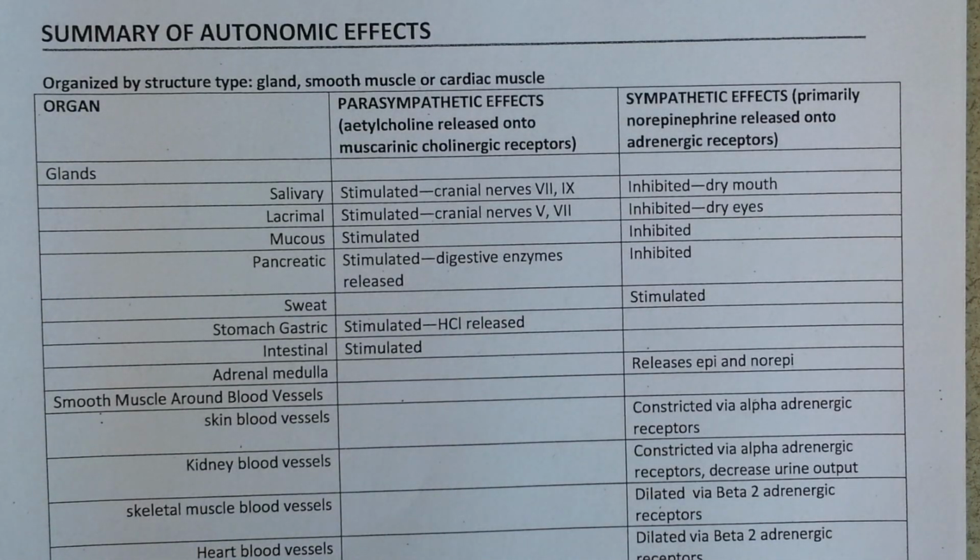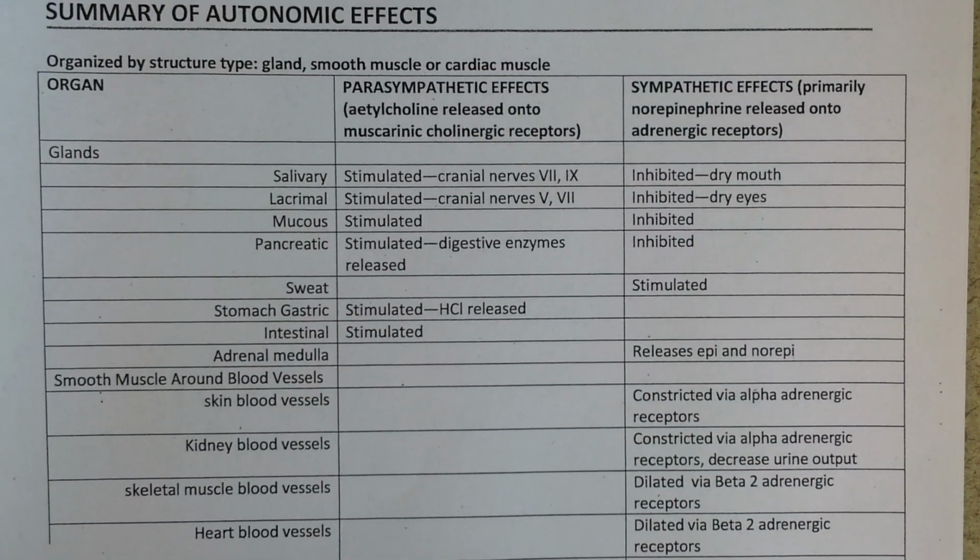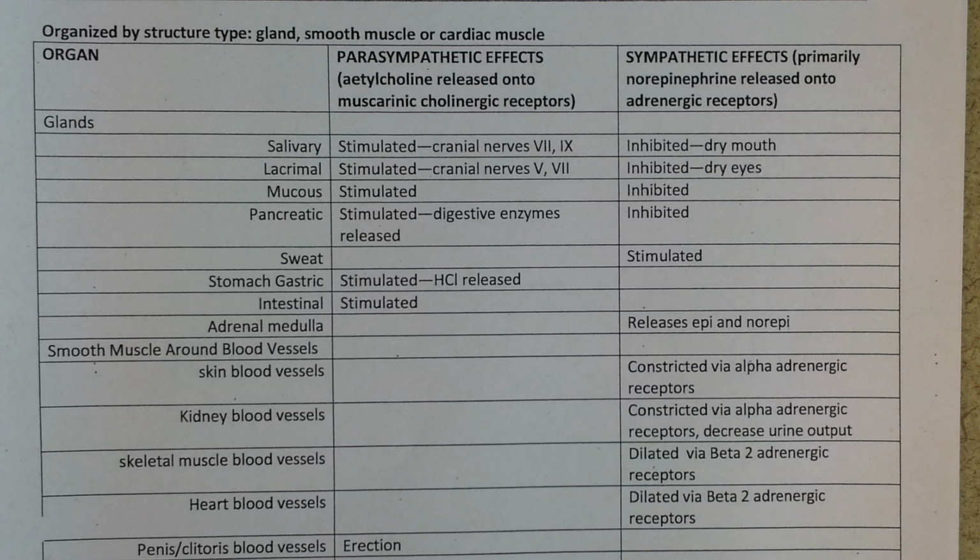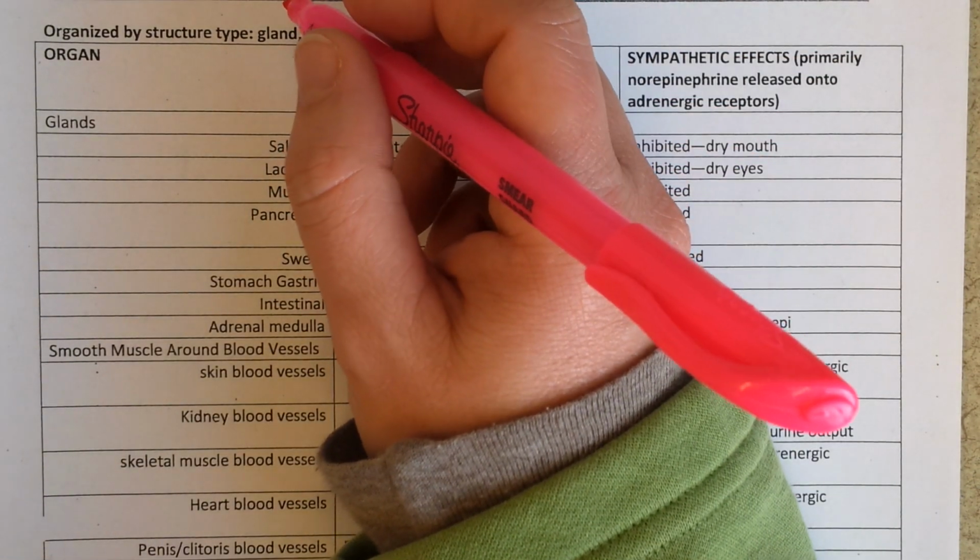I've divided this chart up into the different kinds of targets for parasympathetic and sympathetic fibers. So I'll just walk you through it a little bit. It is fairly self-explanatory, but this is a lot of information, and you can try organizing it in different ways. One thing I thought would be helpful is to separate out all of the glands first.